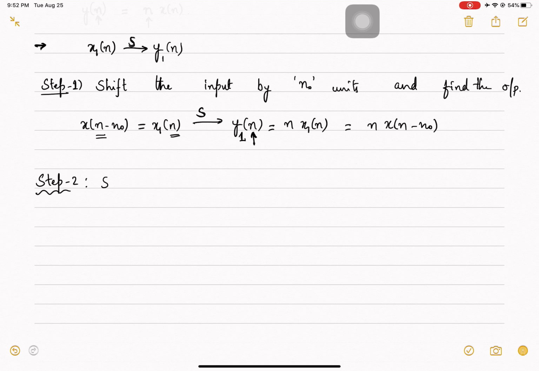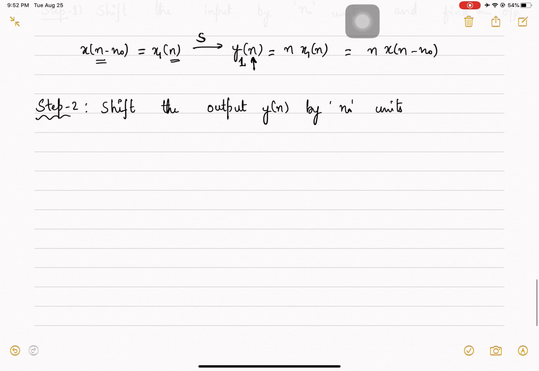I shifted the input in the first step by n naught units and found out the output of the system. Now I'll shift the output y of n by n naught units and check whether both the outputs are the same or not. If both the outputs are the same, then the system will be time invariant. If both the outputs are different, then the system will be time variant.